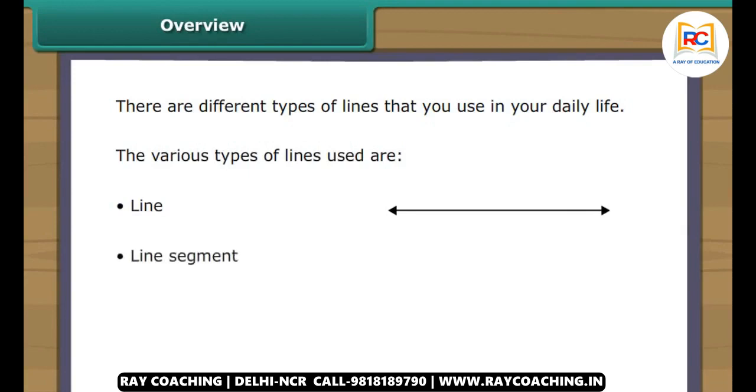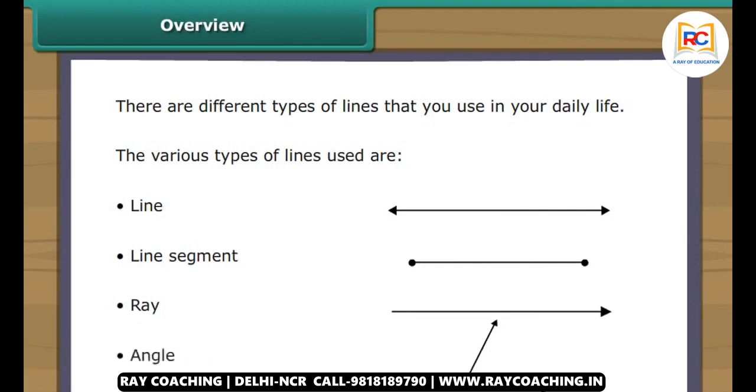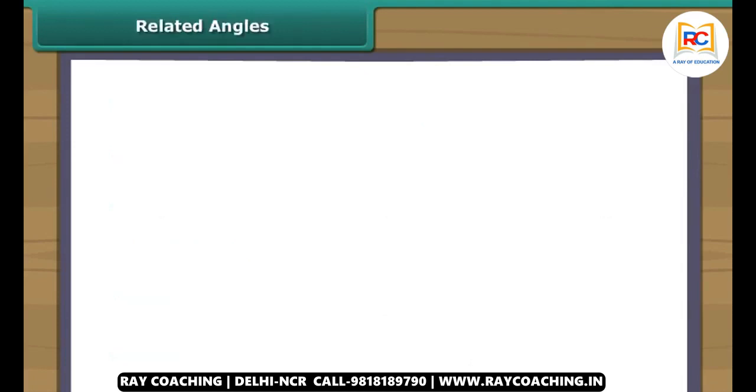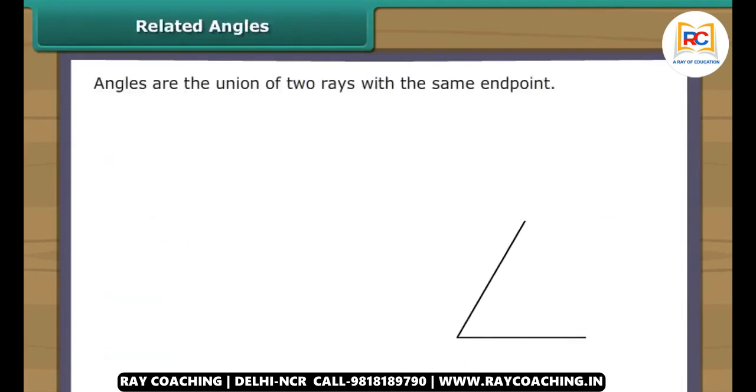Line segment. A line segment has a beginning and an end. Ray. A ray has a starting point but no end. Angle. An angle is created with two rays having the same starting point. The starting point is called the vertex and the rays are called sides of the angle. Related angles. An angle is defined as the union of two rays that have the same end point. The sides of the angles are the two rays, while the vertex is the common end point.